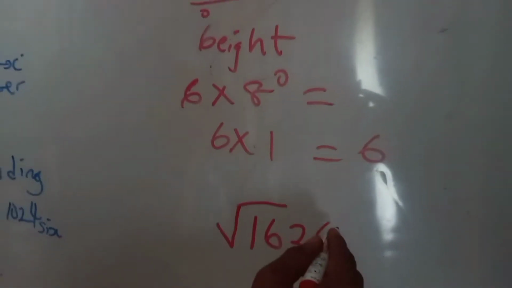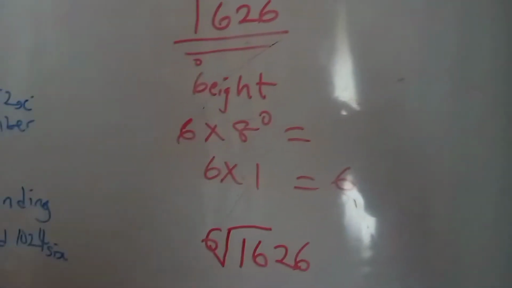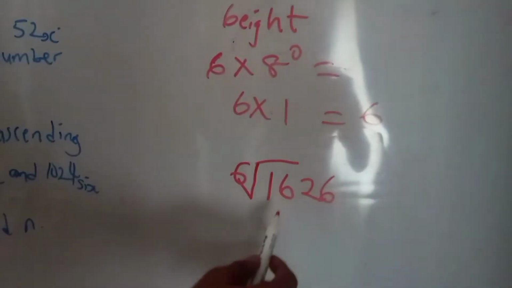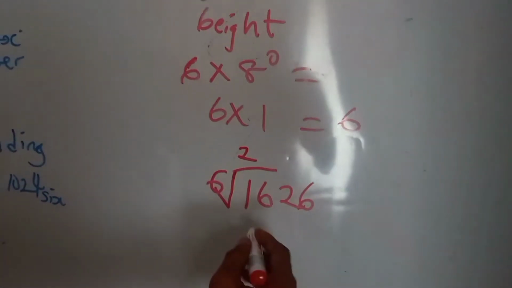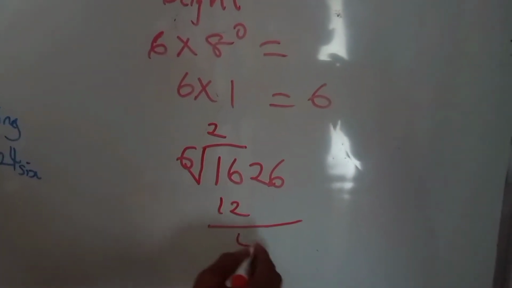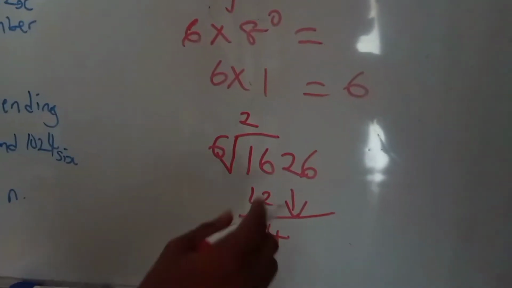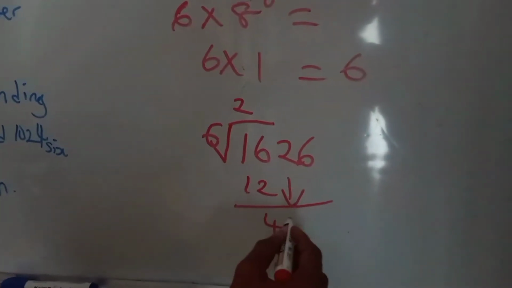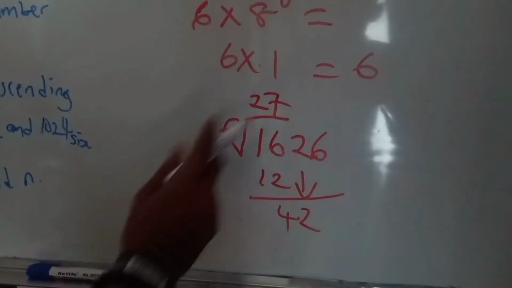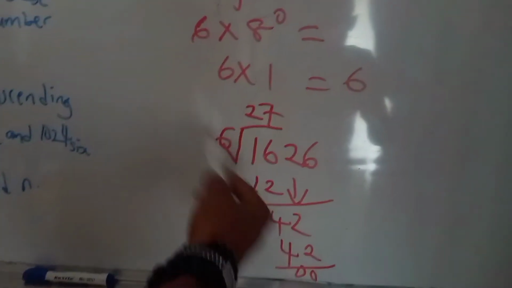1626. And we have 6 here. So 6 can go into 16 two times. 2 times 6 is 12. Minus 6 minus 2 is 4. Drop it down again. Drop 2 down. How many times does 6 go into 42? 7 times. 7 times 6 is 42. 0, 0. This is just like your primary division now.